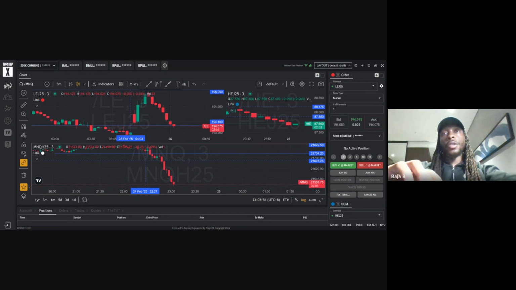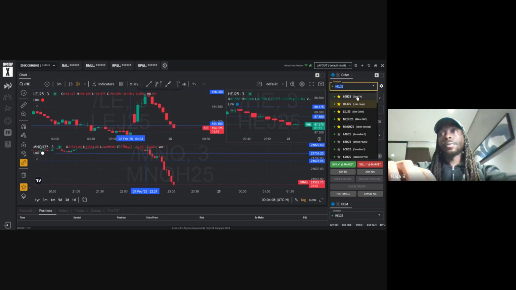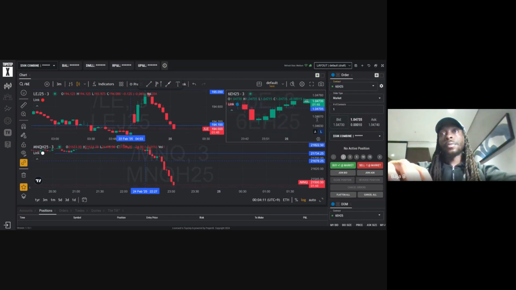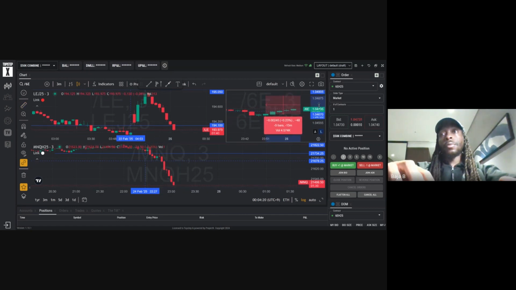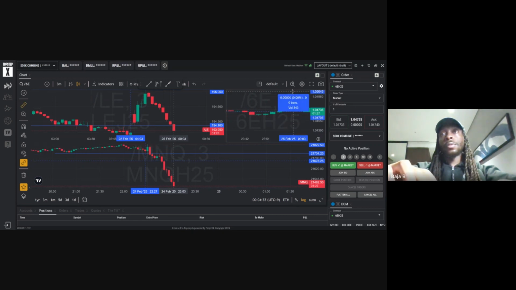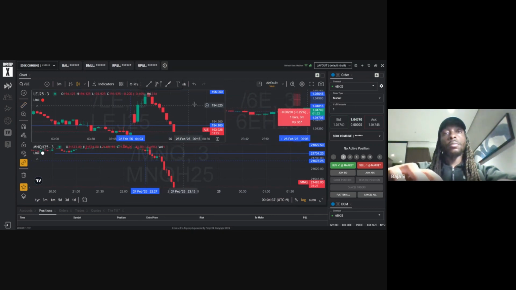The euro dollar was trash. I'm going to show y'all that while I wait. Let's go back to the euro dollar. Y-axis on this was 78 pips. Just getting it marked up. Gotta have patience. You can't be jumping in and out of everything.